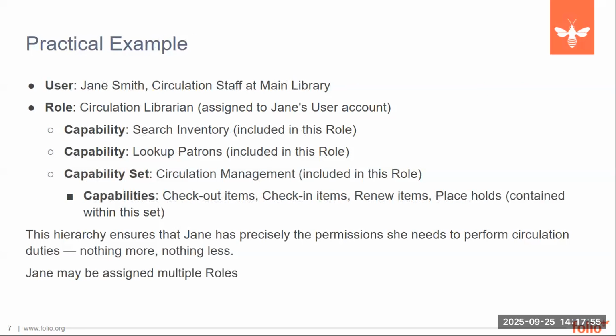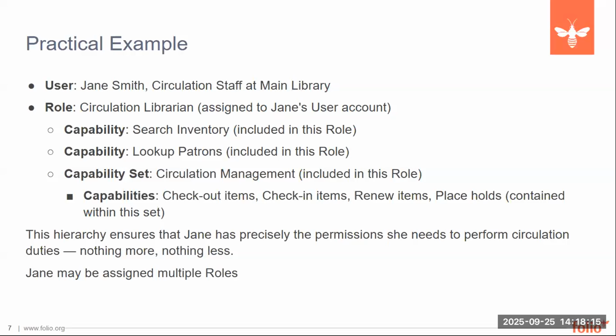So here's a practical example, right? In the new system, we have a user, Jane Smith, who is a circulation staff member at the main library. So Jane has multiple roles, one of which is the role entitled circulation librarian. It's designated to indicate her job function effectively.